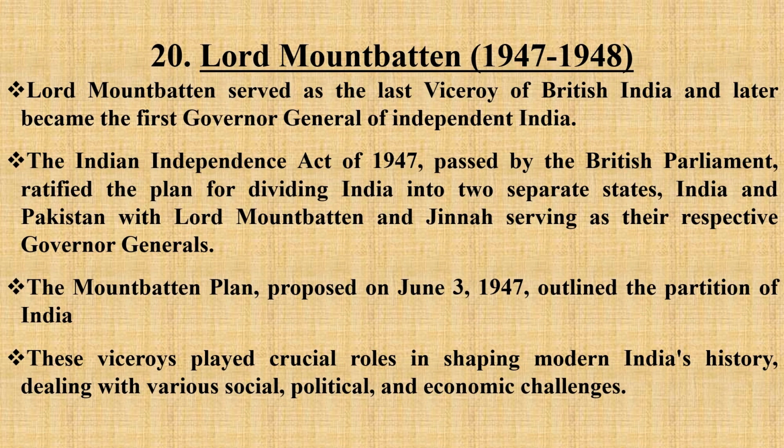Lord Mountbatten, 1947–1948. Lord Mountbatten served as the last Viceroy of British India and later became the first Governor-General of independent India. The Indian Independence Act of 1947, passed by the British Parliament, ratified the plan for dividing India into two separate states, India and Pakistan, with Lord Mountbatten and Jinnah serving as their respective Governor-Generals. The Mountbatten Plan, proposed on June 3, 1947, outlined the partition of India.